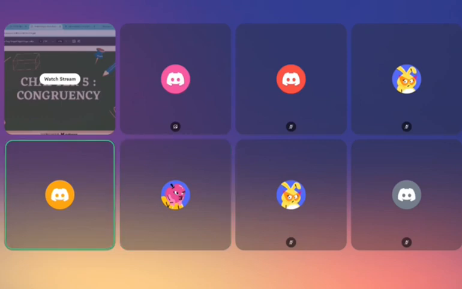Okay. Now we start. Our chapter for today is Chapter 5, Form 5, Congruency. Our title is Congruency.